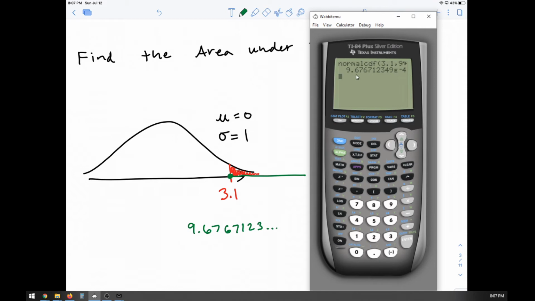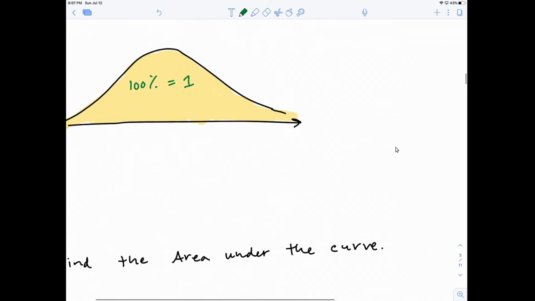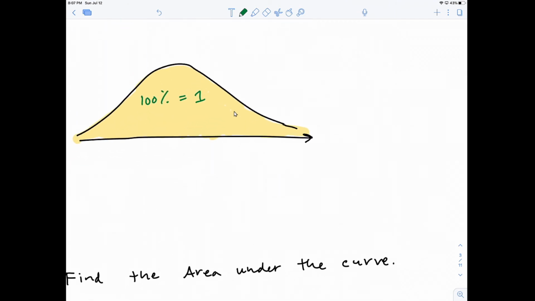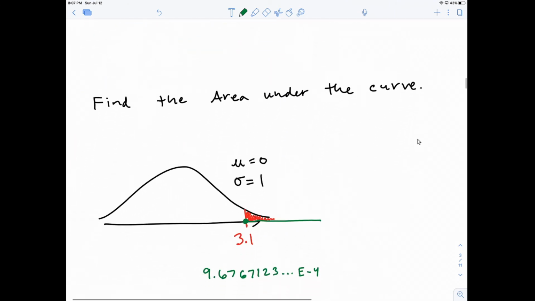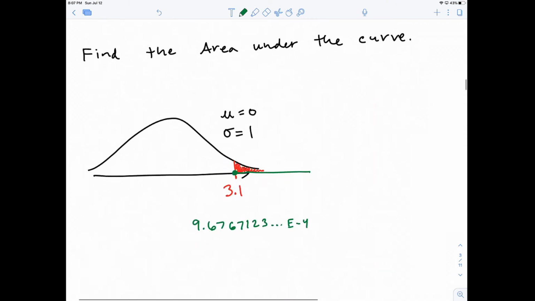It's right here. Well, because, first of all, there's this e to the negative 4, and that's scientific notation. I'll explain how to deal with this in a bit. But the thing is, this cannot be 9.6767 because we had stated that the area of the entire thing is 1. So this surely cannot be greater than 1, right? An area under the curve cannot be greater than 1. So now, how do I deal with this?